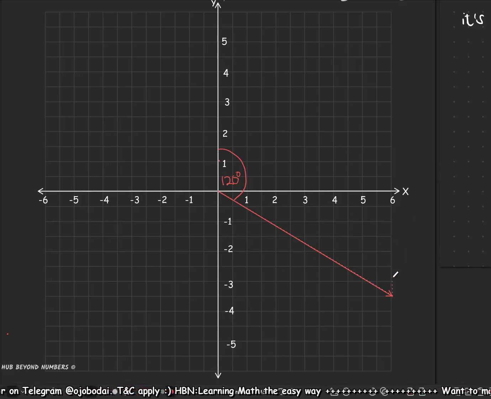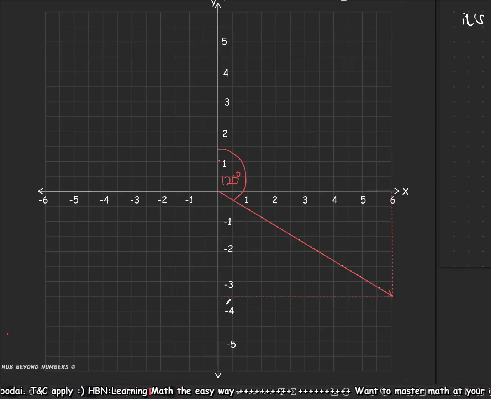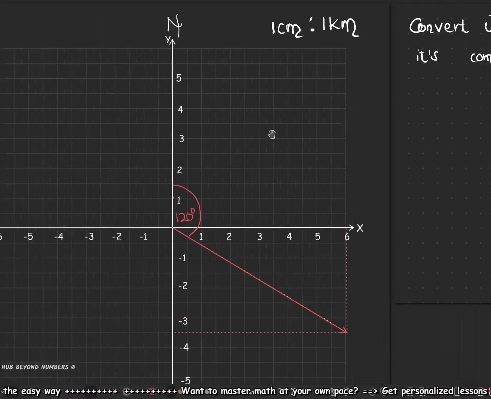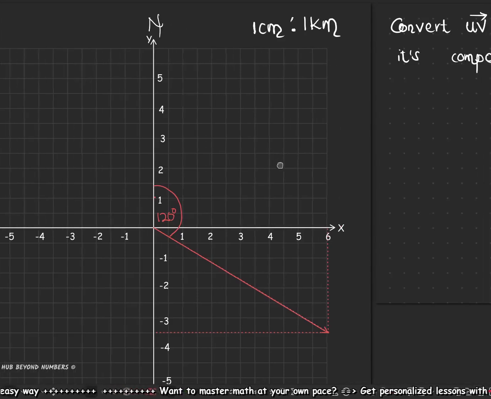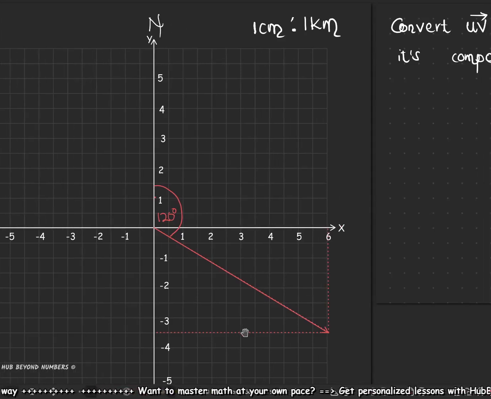So I'm going to trace it all the way up. And as you can see, it touches 6. And if I trace it all the way to my left, it will touch a negative 3.5. You see, so that sums that up. We have 6 on the x and then negative 3.5 on our y. Once again, after plotting per your scale, our scale we said is what? A centimeter is to a kilometer. So per our scale, this is what we are going to get.